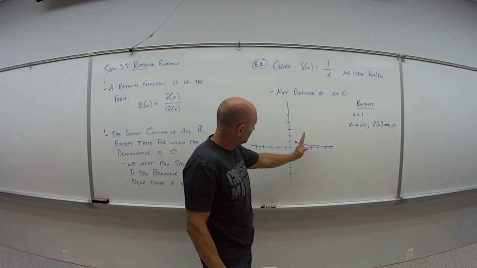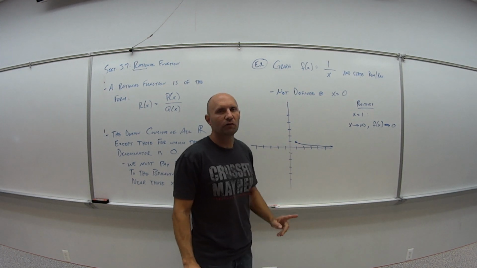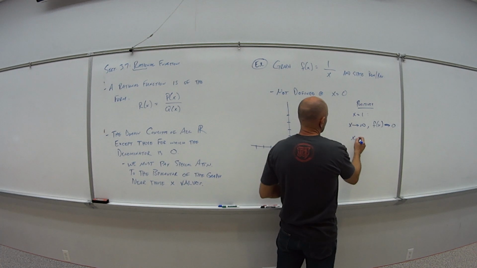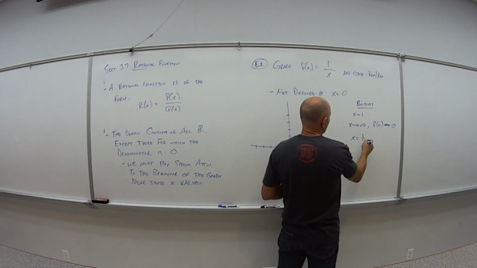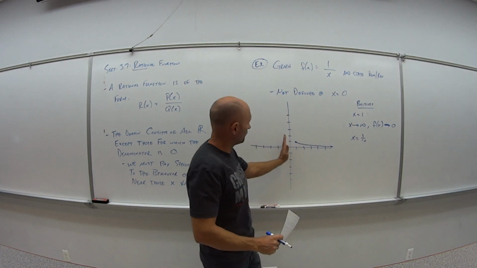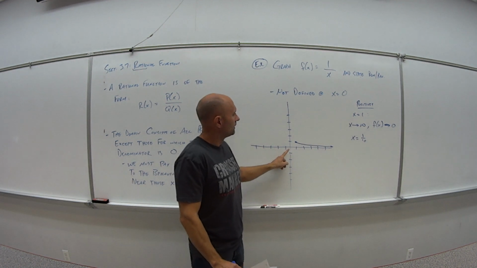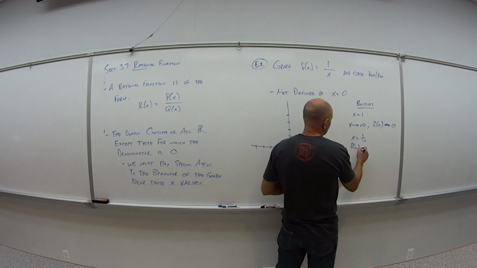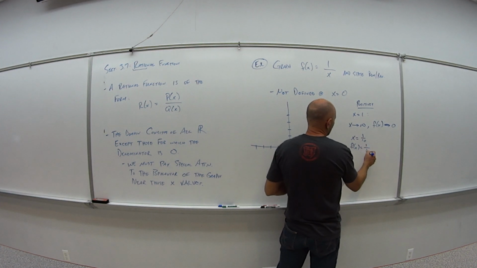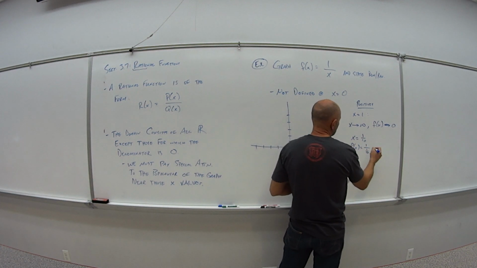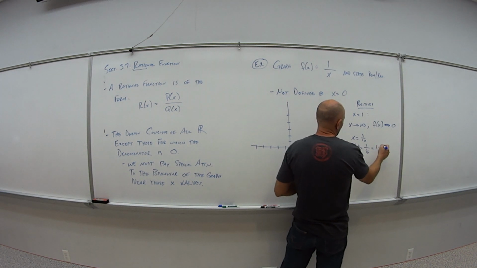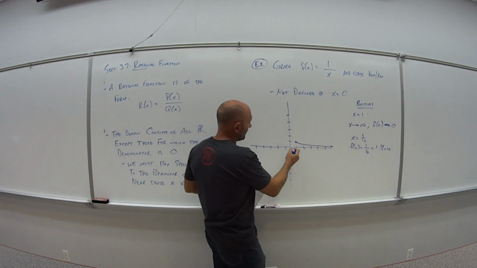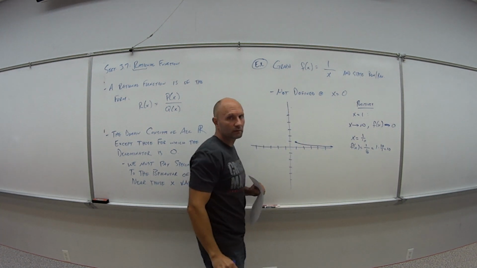So as x gets closer to 0, what happens to this graph? If x was, let's say, 1/10, so it's smaller than 1, but not quite 0. As x is 1/10, what do I get? I get f of x is 1 over 1/10, which if I keep, change, flip, is 1 times 10 over 1, which is 10. So at 1/10, I'm all the way up at 10.